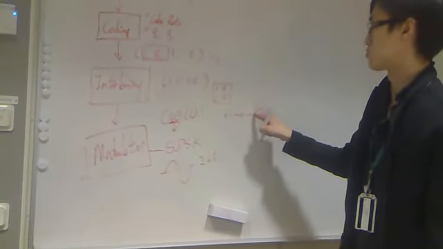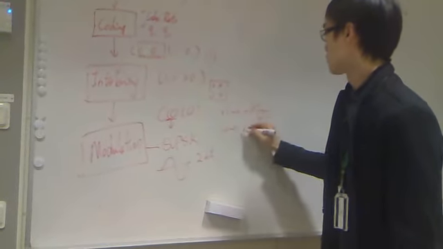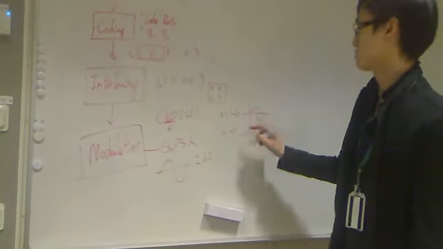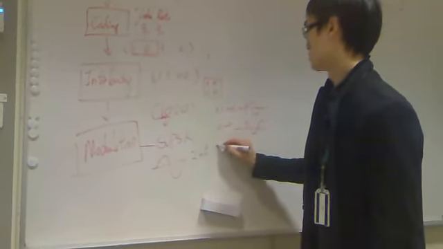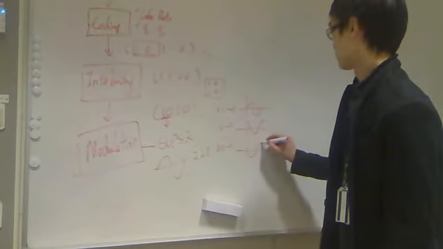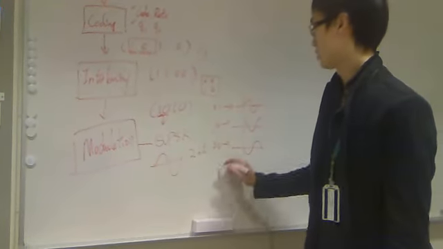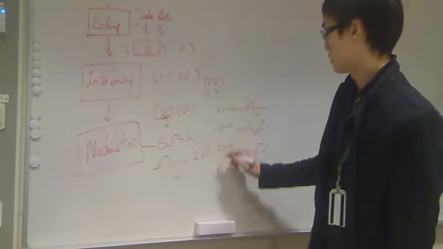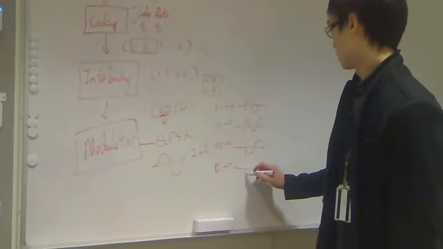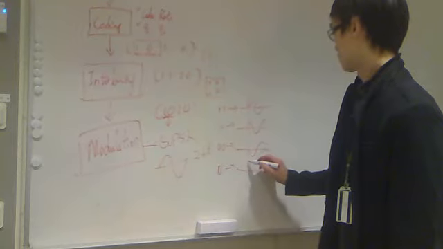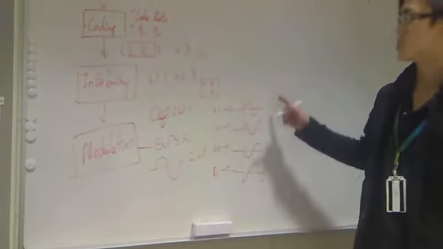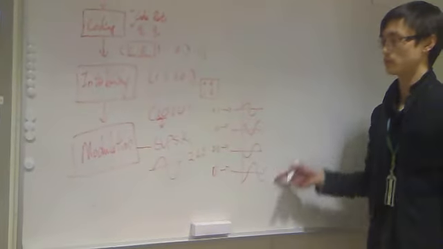If you see the real thing, 1, 1 will be replaced by this, starting from phase 0. 1, 0 will be replaced by 90. 0, 0 will become something opposite, minus 90, and 0, 1 will become this. Yeah, so this is what QPSK is doing.